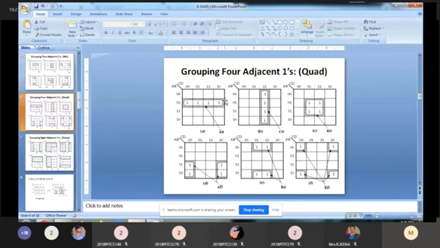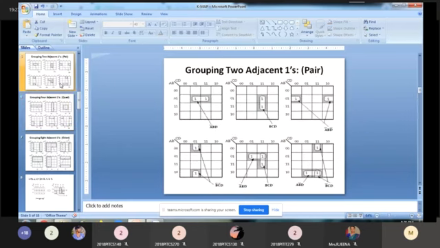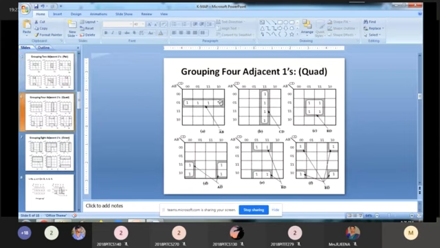Quad group. Quad group means you have to group 4 adjacent ones. In the last slide, we saw the 2 adjacent ones grouped. This is called a pair group. Then quad group means you have to group 4 adjacent ones. This is called a quad group. If you are having it like this, you have to write the expression, right?